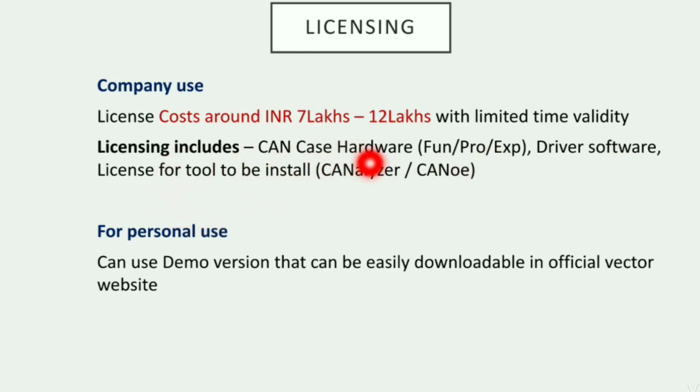So this licensing includes, if you pay this 8 or 10 lakhs, the CAN case hardware, then the driver software to be installed, then the license for the tool to be installed, that is CANalyzer and CANoe. Whatever you purchase, you will get the license. Once you have installed it, you can use the license to activate it. For personal use, you cannot afford this, that is for sure, so you can use the demo version that can be easily downloaded from the official Vector website. You can practice it there.